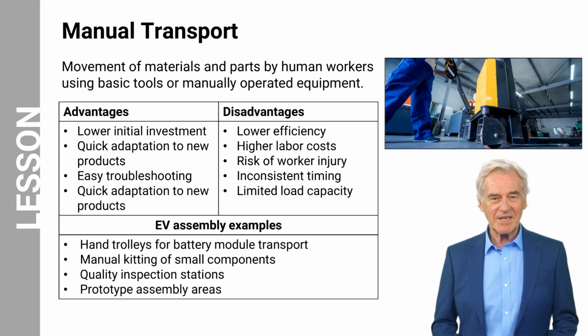The system is characterized by its simplicity in troubleshooting and quick adaptation to production changes. In EV manufacturing, application examples include using hand trolleys for battery module transport and manual kitting of small components. However, the trade-offs include lower operational efficiency, higher labor costs, potential worker injury risks, inconsistent timing, and limited load capacity. This transport mechanism is typically employed in areas requiring high flexibility and lower volume production, such as prototype assembly areas and quality inspection stations, where the benefits of human adaptability outweigh the limitations of manual handling.